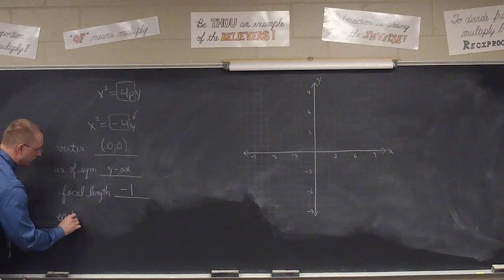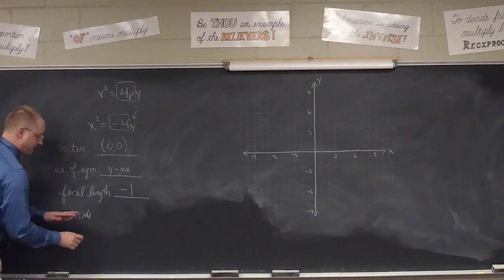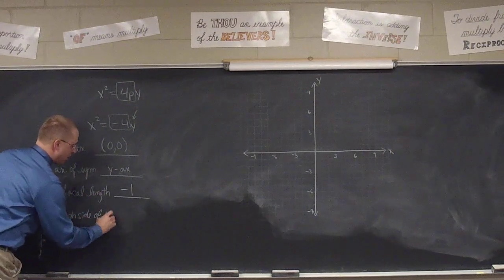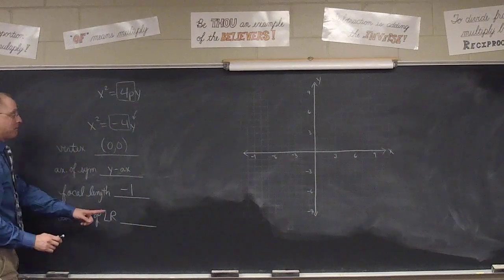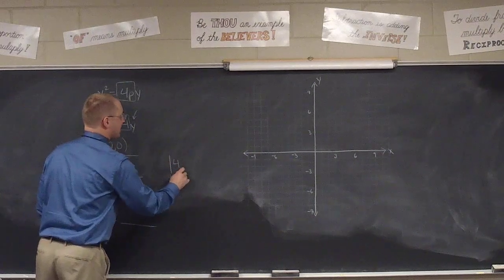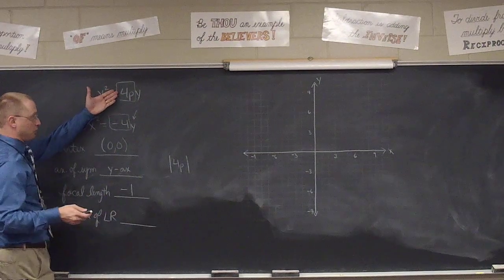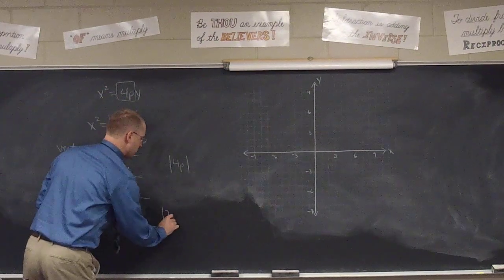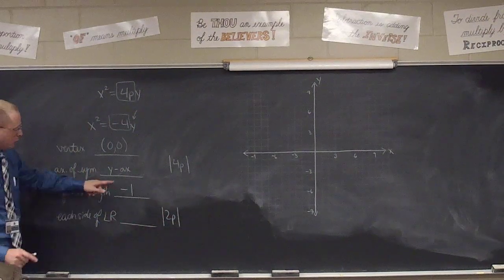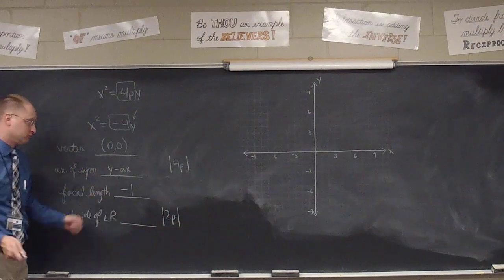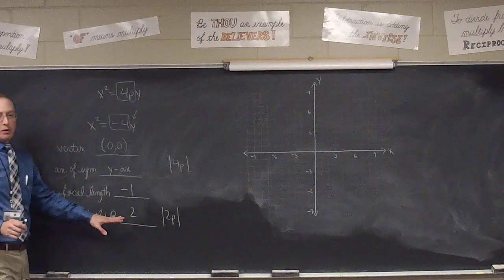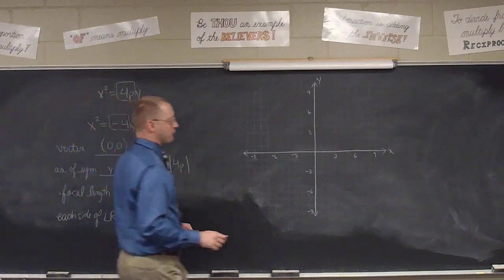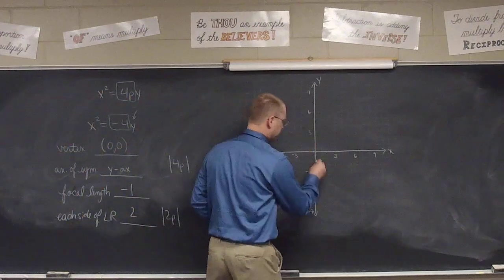Though I generally look at it as one side. How long is each side of the latus rectum? Well, remember, the latus rectum's whole length is the 4p's absolute value. We don't worry about positive, negative, but this is the whole thing. Each side then is the absolute value of 2p, or basically ignore the sign and double it. So 2. So what I want you to do on your graph paper is start by plotting the vertex at 0, 0.